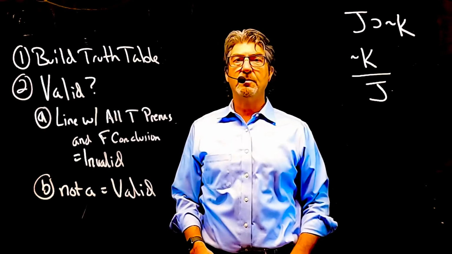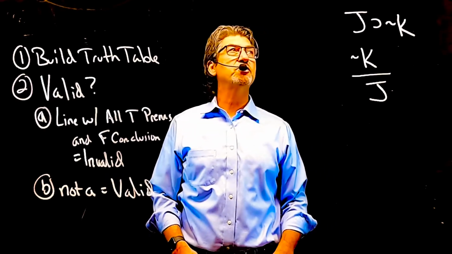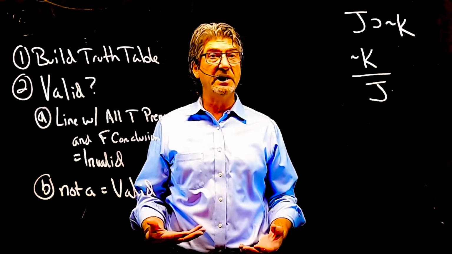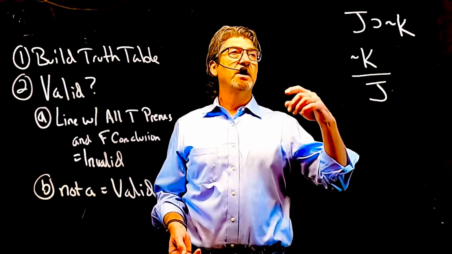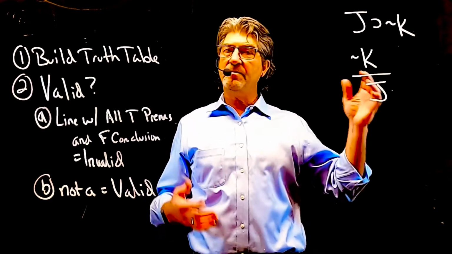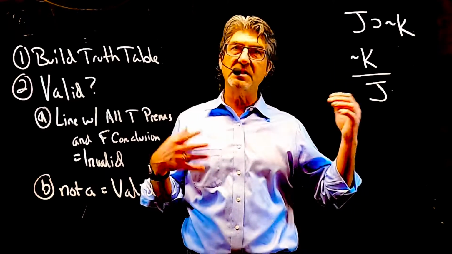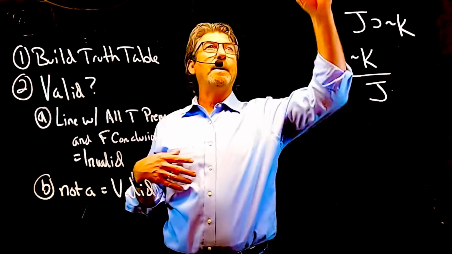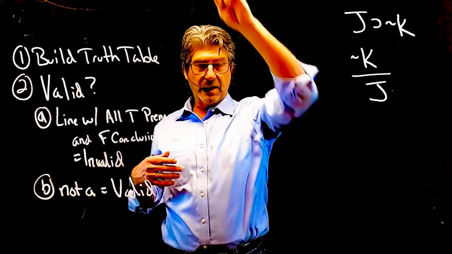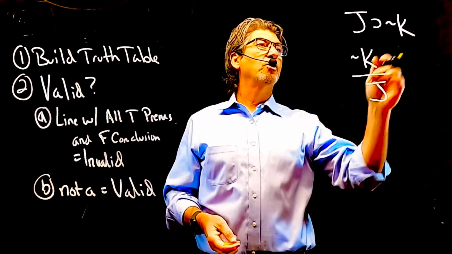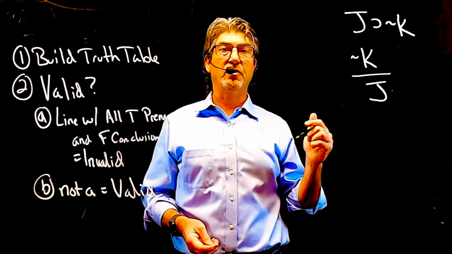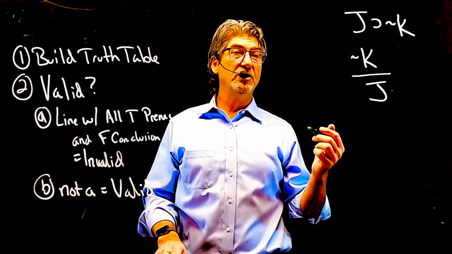Okay, in this video I'm going to explain how you use truth tables to determine the validity of an argument. Now an argument is going to have premises and a conclusion. In this problem you have J horseshoe tilde K, therefore J. Now you've got to start by building your truth table.